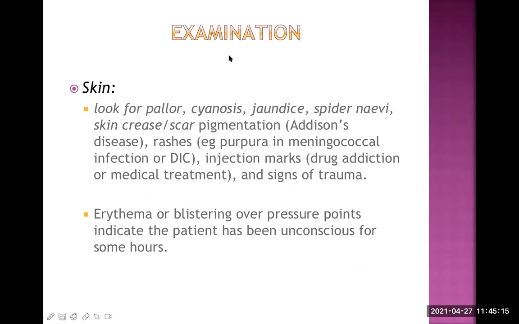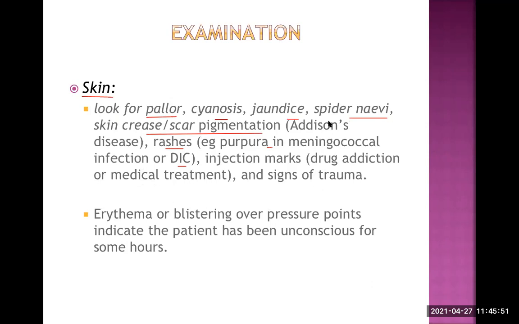Now, what are the other types of examination we like to do? We have to examine the skin. Look for pallor, cyanosis, jaundice, spider nevi, skin crease or scar pigmentation in case of Addison's disease, rashes in case of purpura fulminans or DIC, injection mark in case of infective endocarditis or any type of medical treatment. Who knows, the person may have taken the drug also, and signs of trauma.